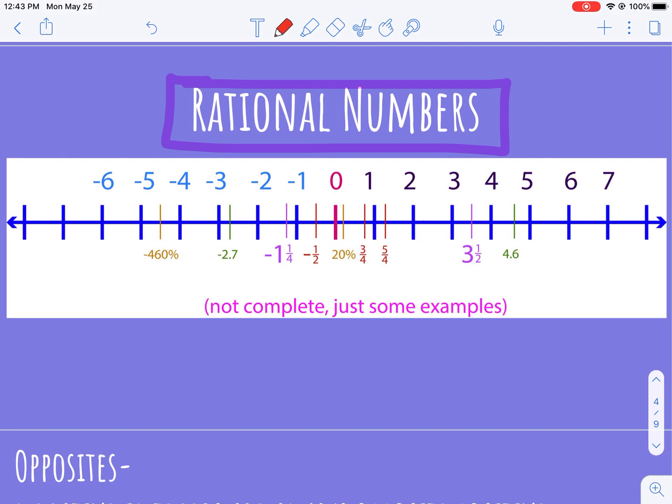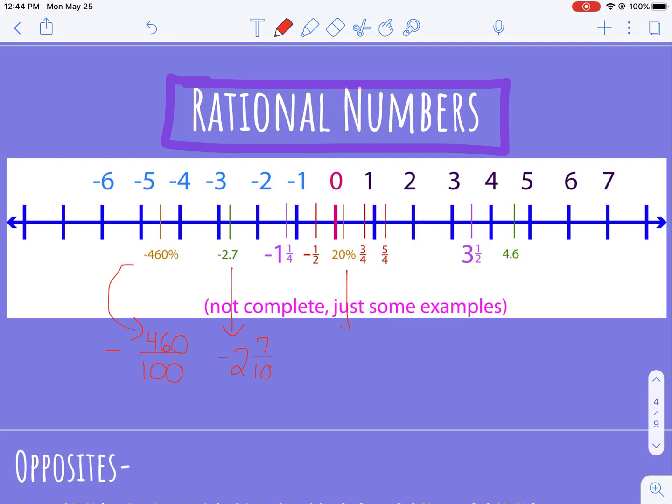So for example, negative 460%. Well, we have learned in our percent unit that a percent is just a fraction out of 100. So if we're talking about negative 460%, we could write that as a fraction using negative 460 over 100. If we were to look at negative 2 and 7/10, we can write that as a fraction, negative 2, and then 7/10, which you guys also know to be a mixed number. Negative 1 and 1/4 is already written as a fraction. Same with negative 1 1/2.